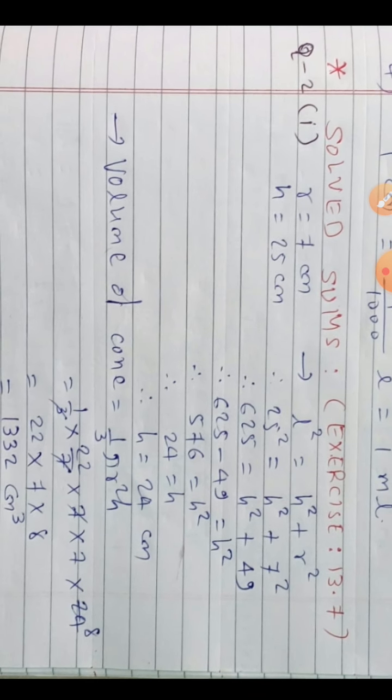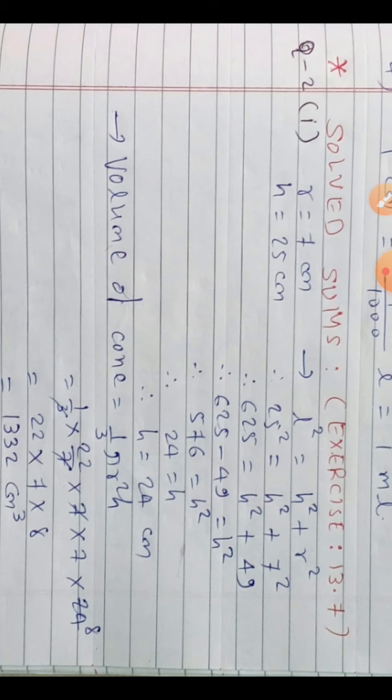Okay, so that sum is solved here. r is 7, l is 25, sorry, not h 25, l 25. Make the correction there, actually it is l. Now h is not given, that we have to find here. So I use that Pythagoras formula.